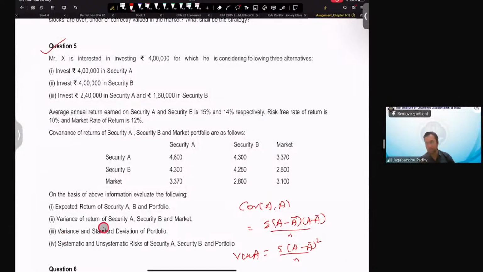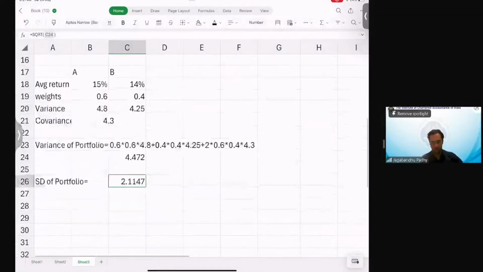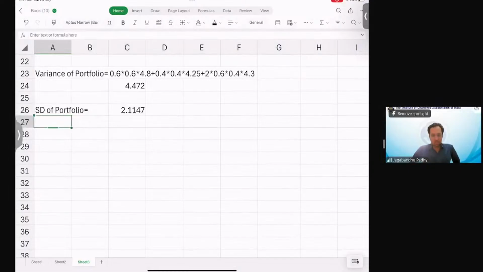Then the next part is to calculate systematic and unsystematic risk of security A, B, and portfolio. Now, to calculate systematic and unsystematic portions, we need to simply follow this equation.